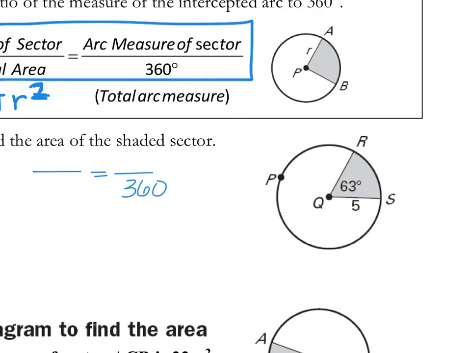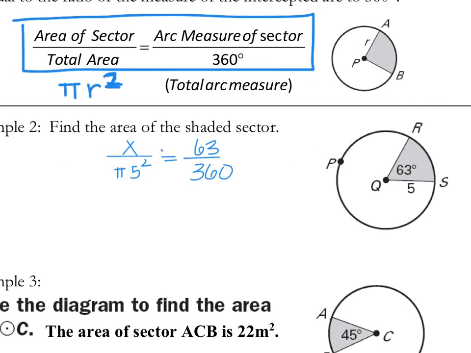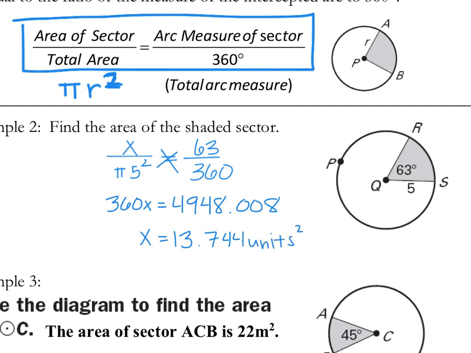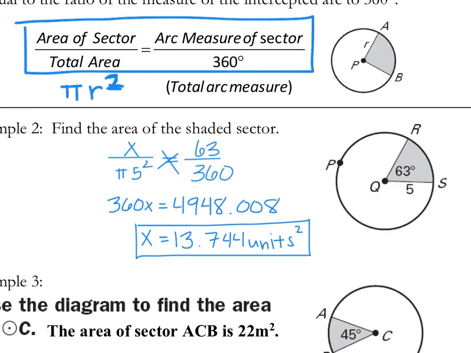So your degree is 63. The area of the shaded sector goes on top. The area of the circle goes on the bottom, which is pi r squared, and r is 5, so pi 5 squared. And now I cross multiply. So I get 360x equals 63 times pi times 5 squared. I would recommend doing that with me, so then you know how to punch it into your calculator, making sure that you're getting the correct answer. And then I would divide by 360 to get 13.744. It didn't have any units, so it would be units squared, because now we're talking about area, and area is always squared.